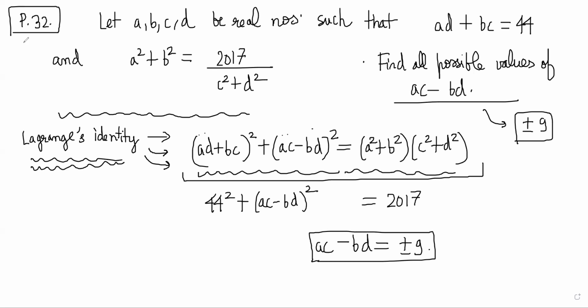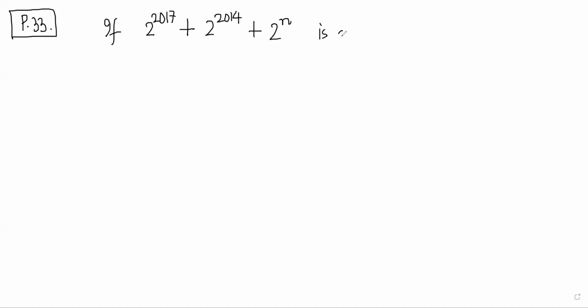Okay, fine. Question number 33. If 2 to the power 2017 plus 2 to the power 2014 plus 2 to the power n is a perfect square, find n.